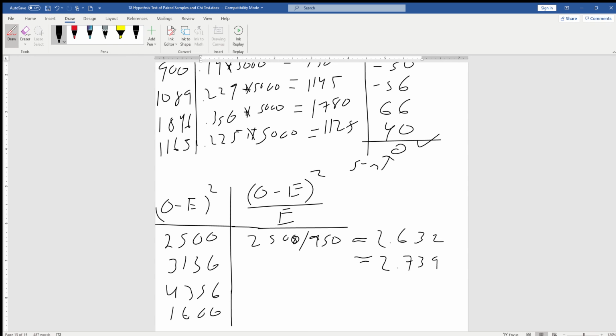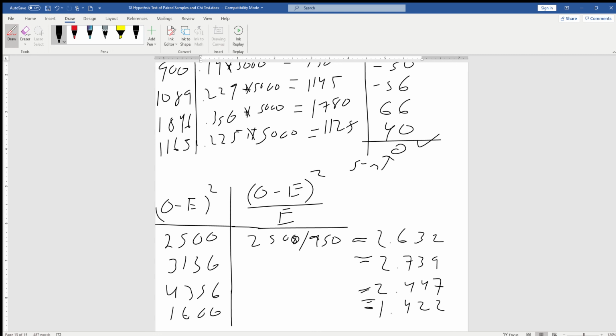And then 4356 divided by 1780, and that's 2.447. And then finally 1600 divided by 1125, and that gives us 1.422.